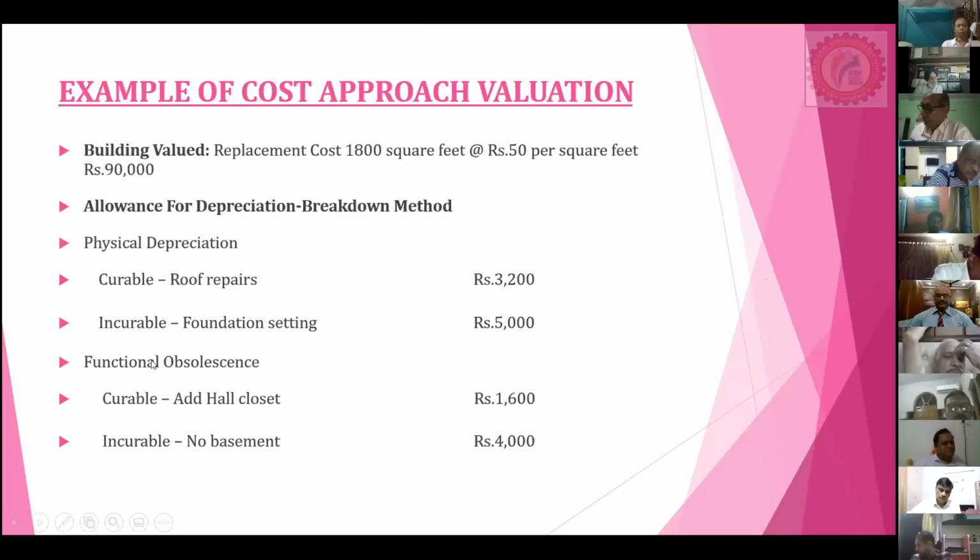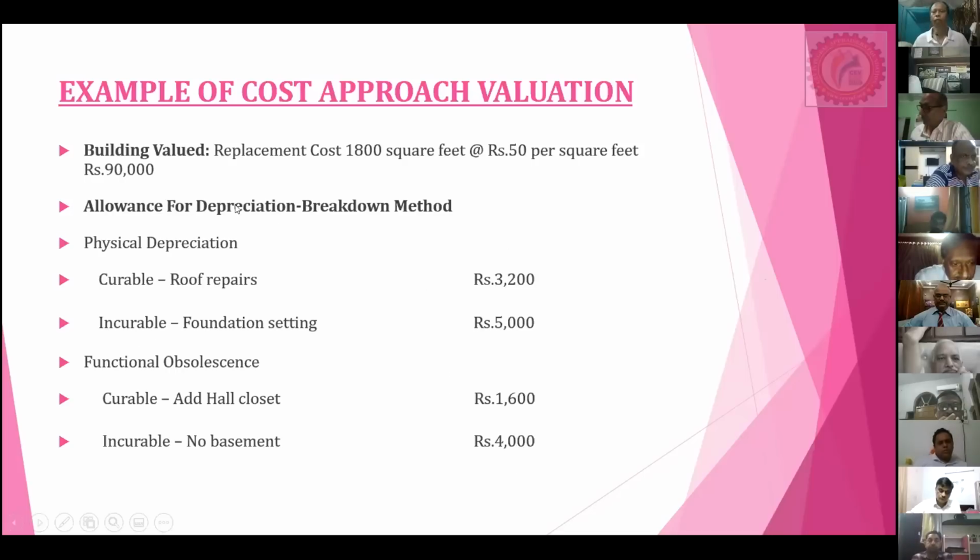And here again, functional obsolescence, curable, that is a closet, any sanitary or wash basin or whatever it may be. So that is a 1,600. Incurable, no basement. So that is a 4,000. See, like that, you have to give the value based on your experience and knowledge by using your engineering knowledge. So you have to give certain values, either for the curable and also the incurable.